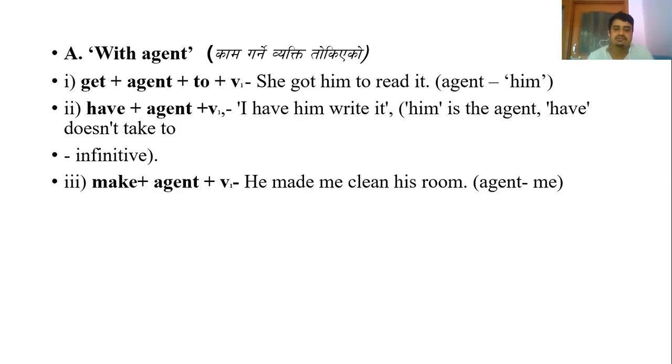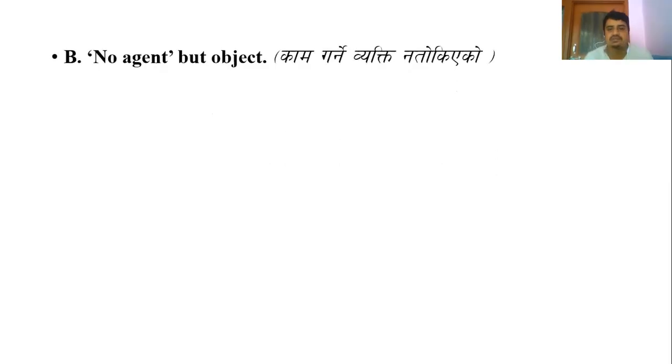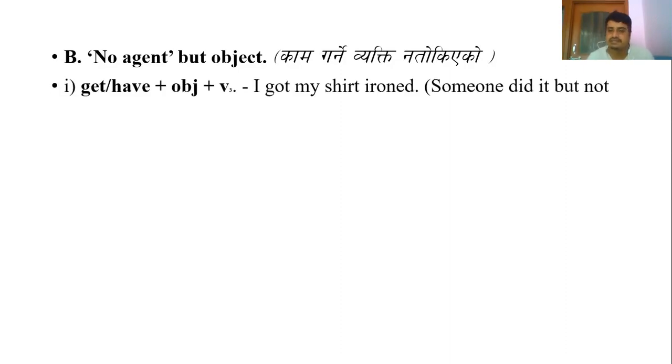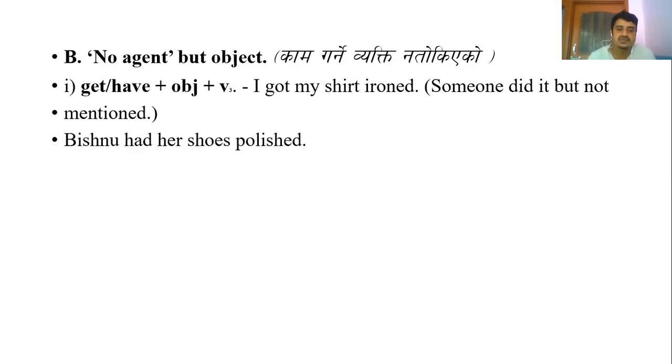Made plus agent plus verb 1. He made me clean his room. Me is the agent in this sentence. No agent but object: what will be the structure? Get plus object plus verb 3. I got my shirt ironed. Someone did it but it is not mentioned. Vishnu had her shoes polished.